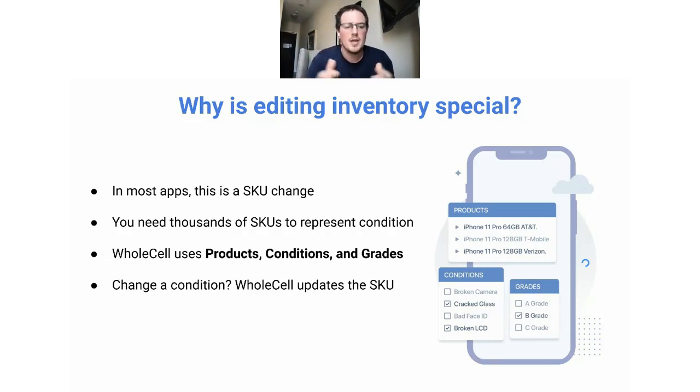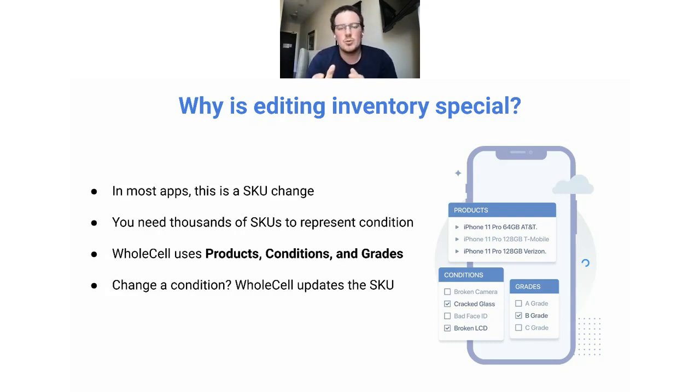WholeCell solves this problem by using these three different attributes to describe products. We call them product variations. A product variation is a combination of a product, a variation of conditions, and a grade. So you could have your iPhone 11 Pro 64 gig AT&T space gray, with cracked glass and broken LCD, and it could be B grade. That is a product variation, and you map those product variations to SKUs in wholesale so that you can maintain a connection between the various marketplaces that you sell on.